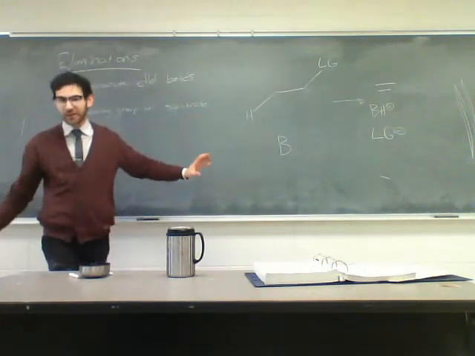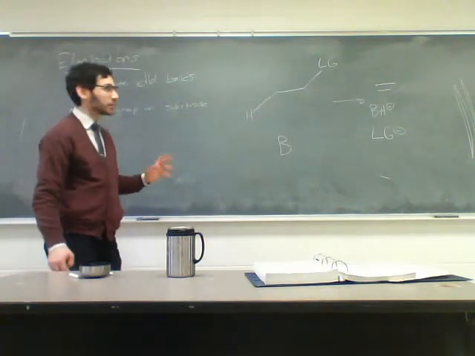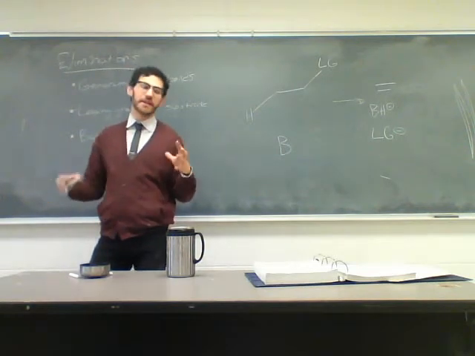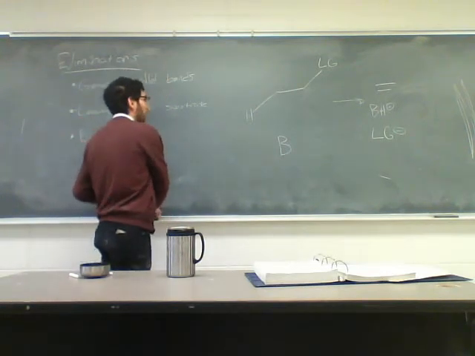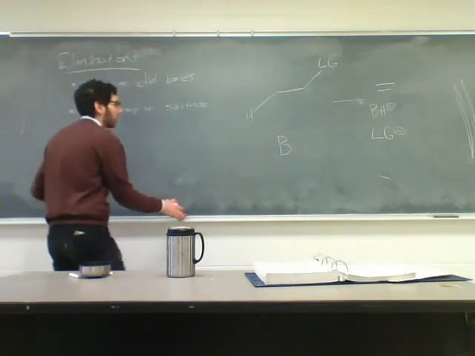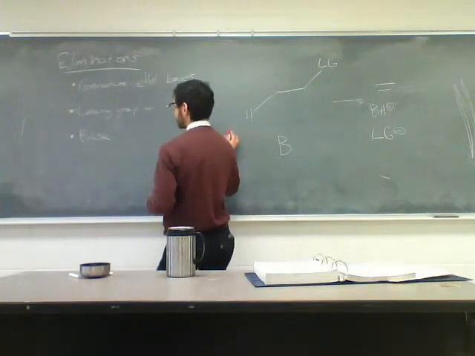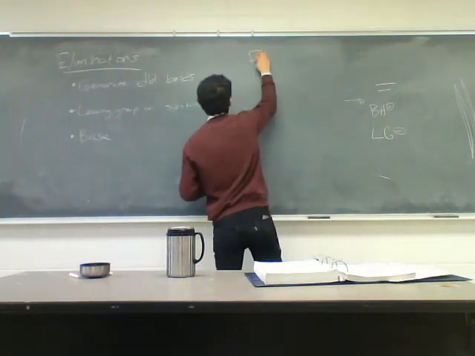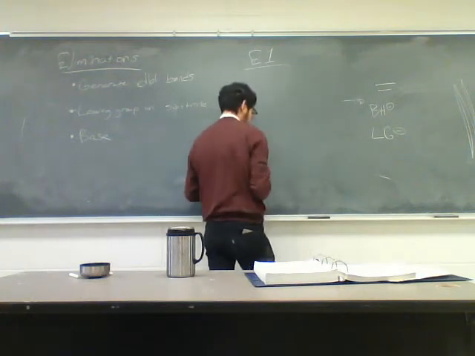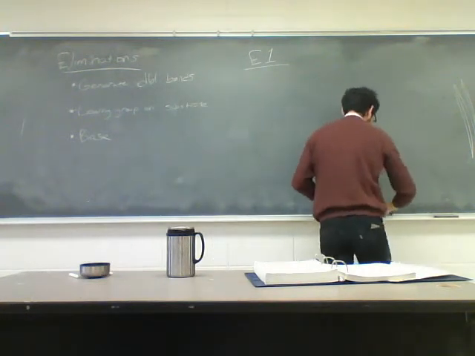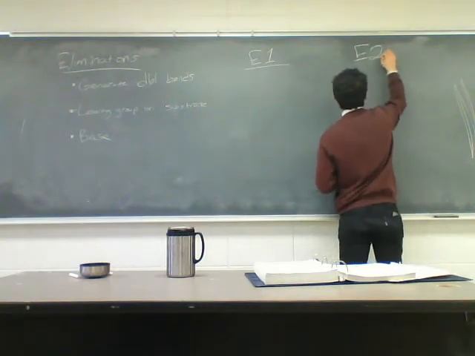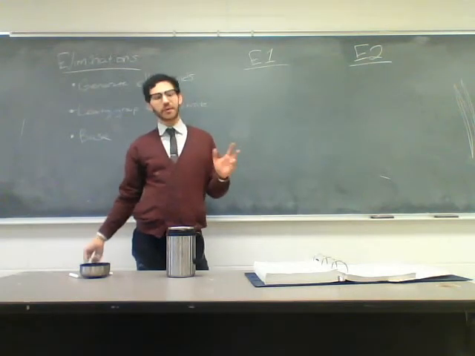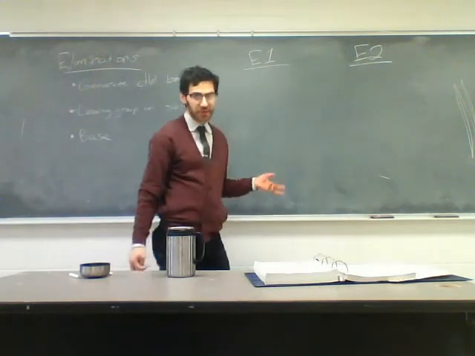So this is a very simplistic picture, though. And in reality, the first distinction is we have 2 different types of eliminations, 2 different ways the elimination can go down. And so these 2 different ways are E1 and E2. So what is the difference between these 2? Let me tell you all about it.